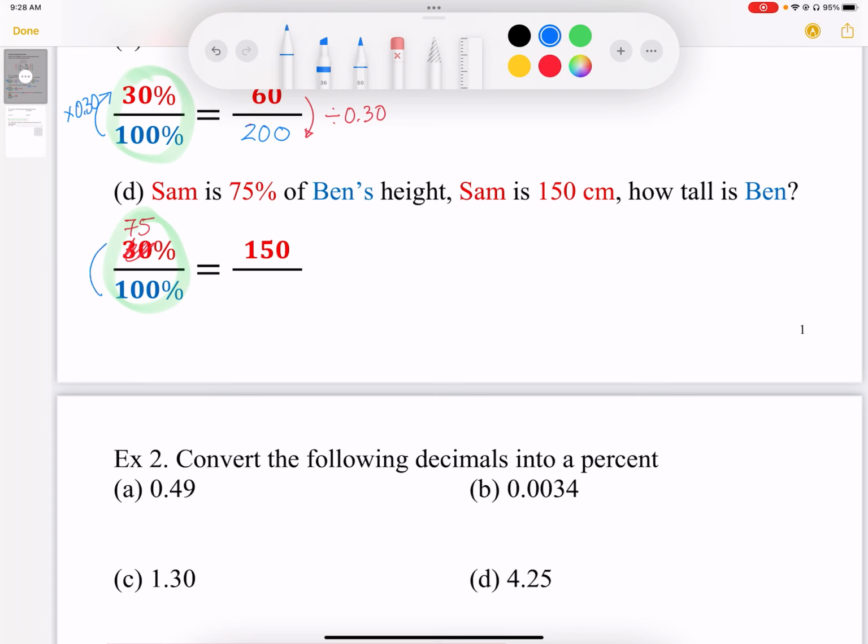So our decimal multiplier again is the decimal percentage, so times 0.75. I'm going to go in the opposite direction, so I'm going to divide by that same decimal percentage. So on my calculator, 150 divided by 0.75 is going to give me 200. So that means that Ben is 200 centimeters tall.